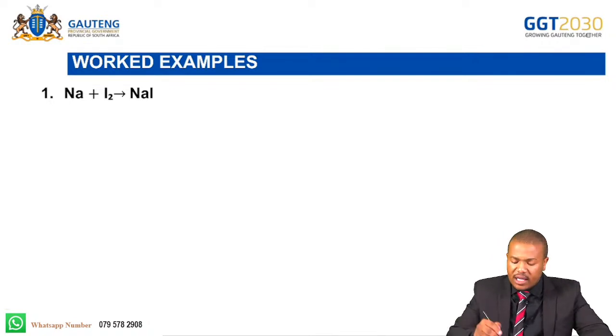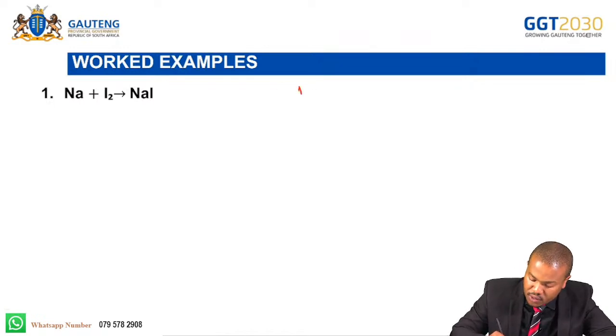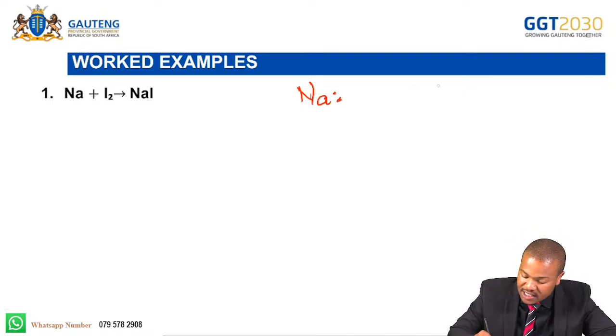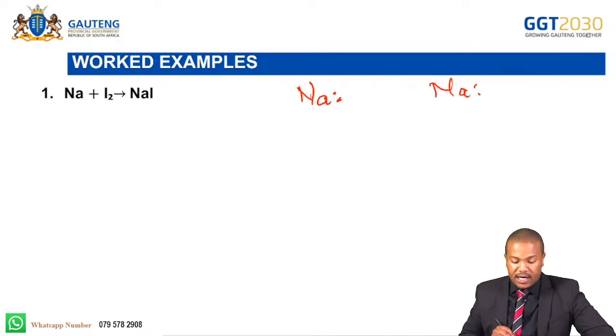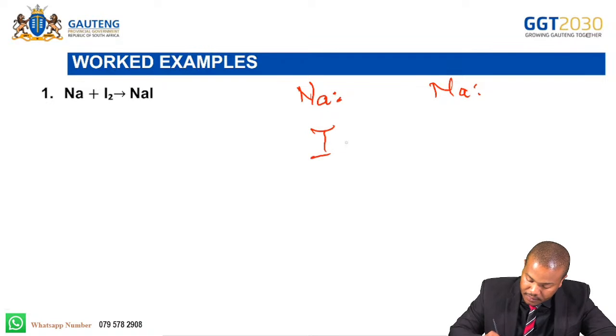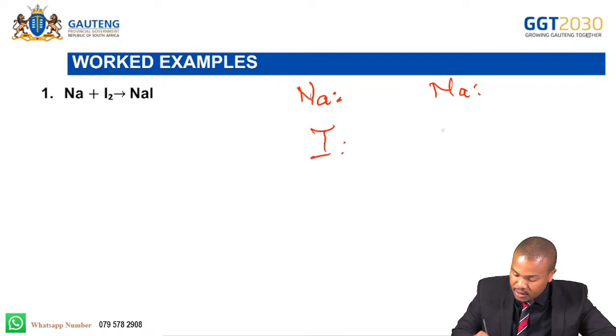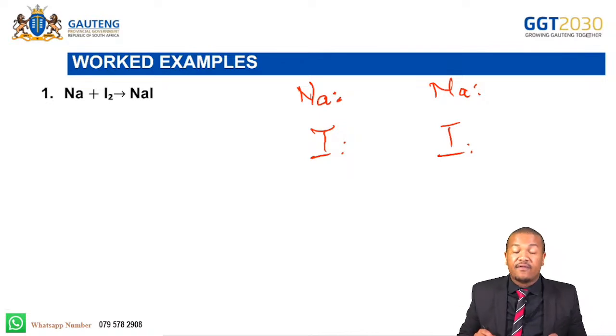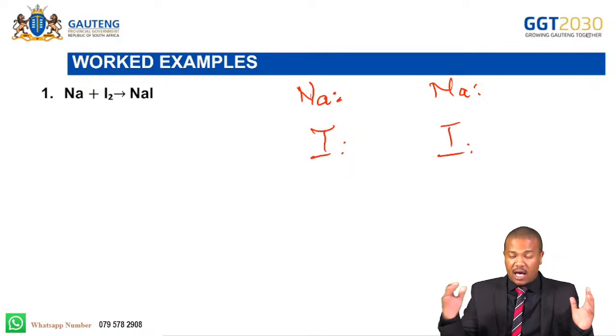So now let's look at this, so that you understand what I'm talking about. In this chemical reaction, on the reactant side we have sodium, Na, and we also have it on the product side. We have iodine on the reactant side, and we have iodine on the product side. That's why I have NaI.